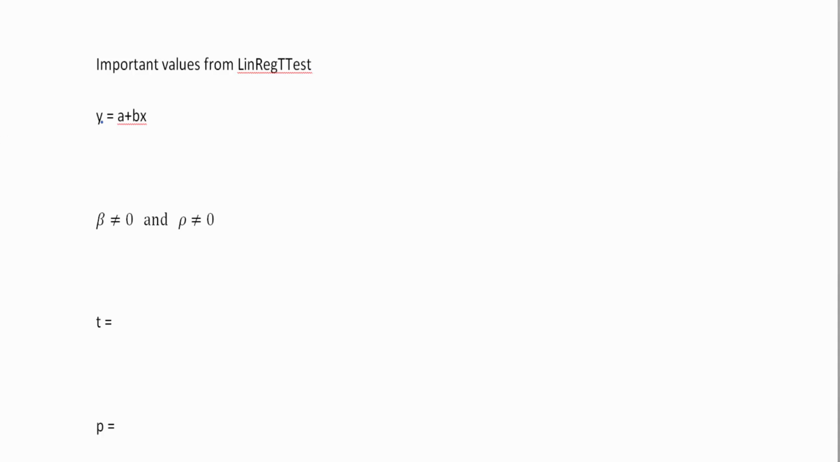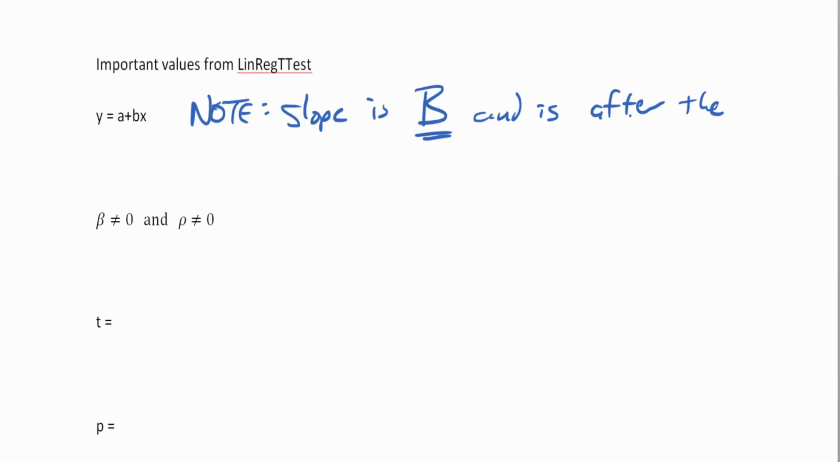Now, first of all, this is the format of the slope and y-intercept equation. Note that in this format, slope is b and is after the y-intercept. Okay, which means that for this course going forward, this y equals mx plus b, no, we're not going to use that format. We're not going to put the slope before the y-intercept. We're going to use this format.